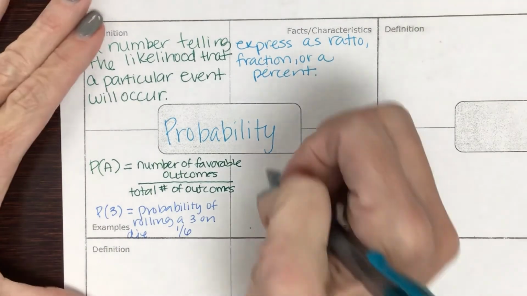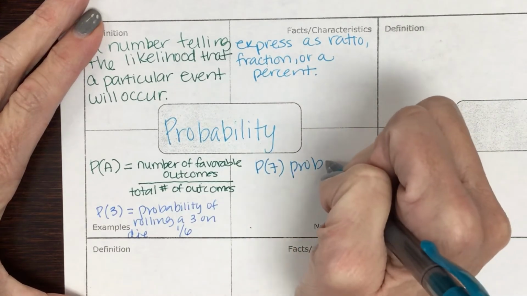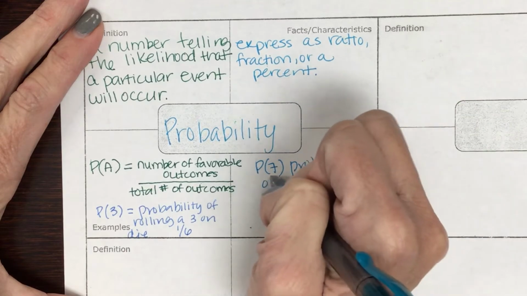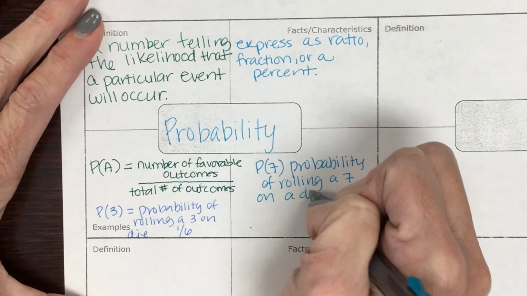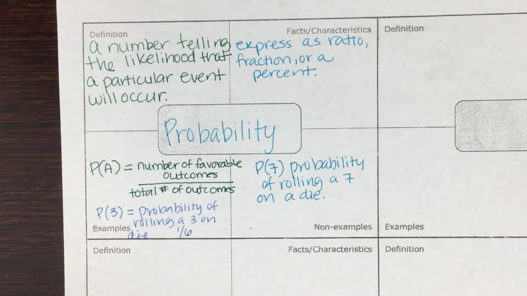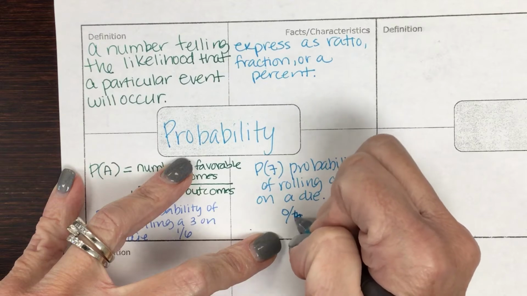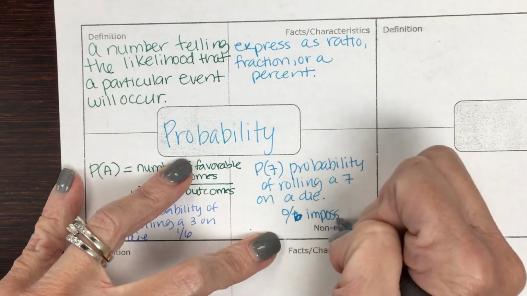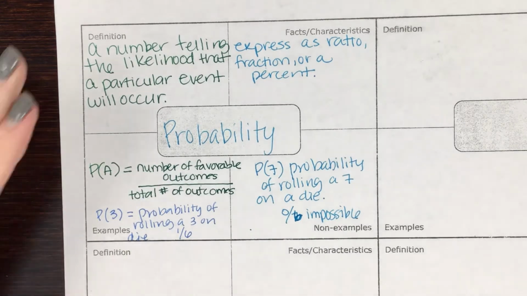So for our non-example, I'm going to have probability of rolling a 7. So what's the probability of rolling a 7 on a die? Well, last time I checked, we have a side that has a 1, a 2, a 3, 4, 5, and a 6. So there are no 7s. So we're going to express that as 0 out of 6, which is impossible. Okay, the probability of rolling a 7 on that die is 0 out of 6. I keep on saying 7, it's 6.